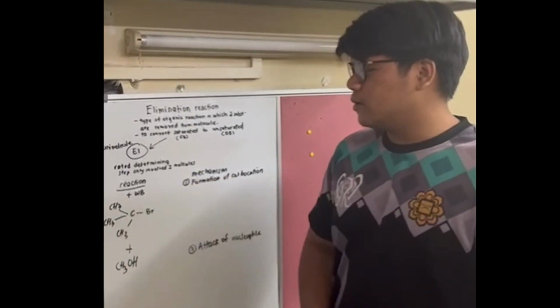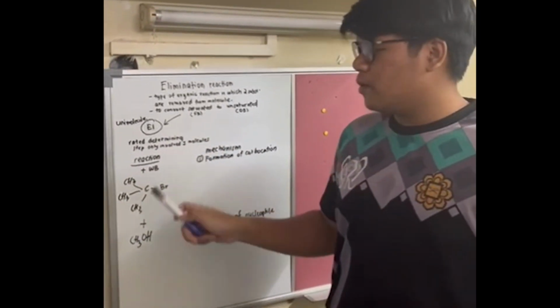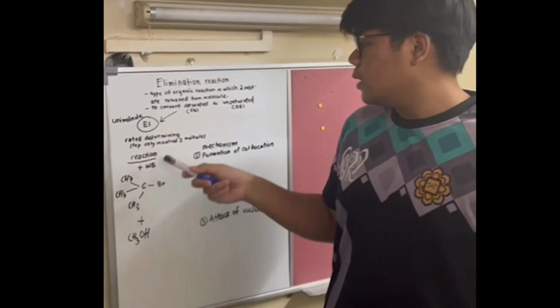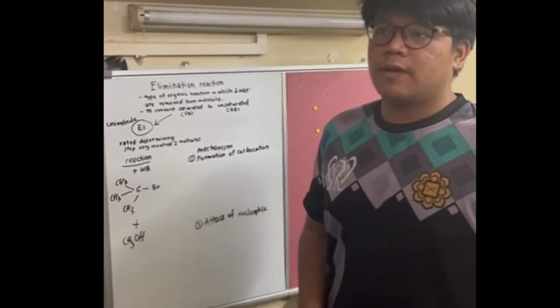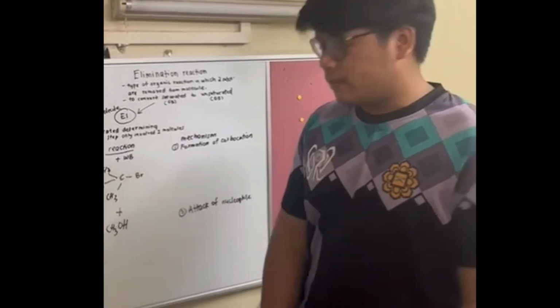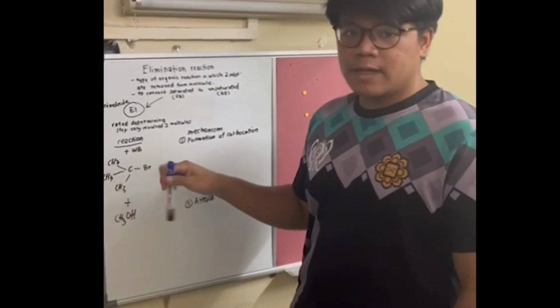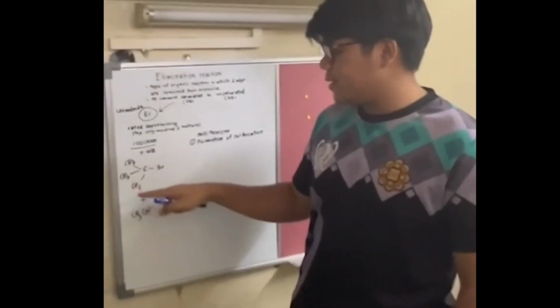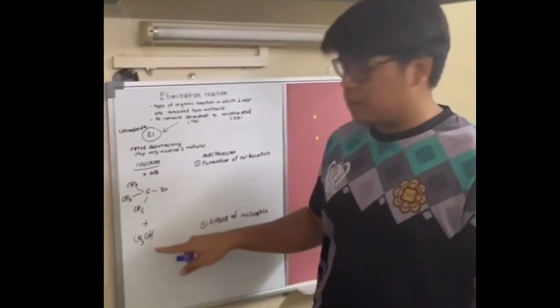Now we will go to the reaction and mechanism in E1. For the reaction, our saturated molecule will react with a base, for example, ethanol and methanol. So I have an example, which is (CH3)3CBr. We react it with methanol, our weak base.